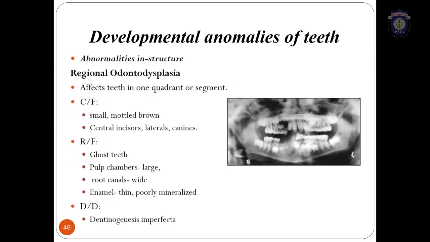Clinically, the teeth will be small or mottled brown. Central incisors, lateral incisors, and canines are most commonly affected. Radiographically, the ghost teeth will be more evident. That is, the pulp chambers are large, root canals will be wide, and enamel will be thin and poorly mineralized. We need to differentiate this from dentinogenesis imperfecta.